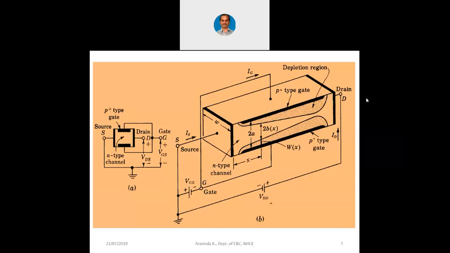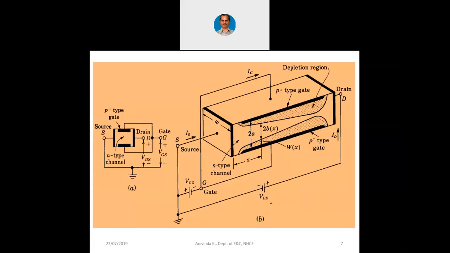Now you can see, as the positive side is connected to the drain, there will be a larger power supply there, and if VDD is larger in value, then naturally the depletion region will also be larger. So at one point of time, when VD is very high, this depletion region will extend and it may touch each other. When it touches each other, we call it the pinch-off region.